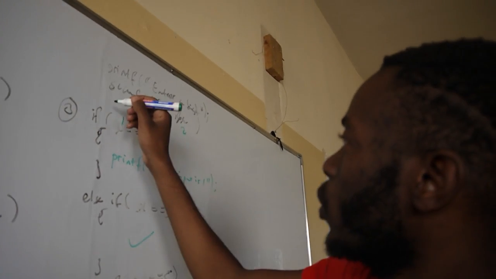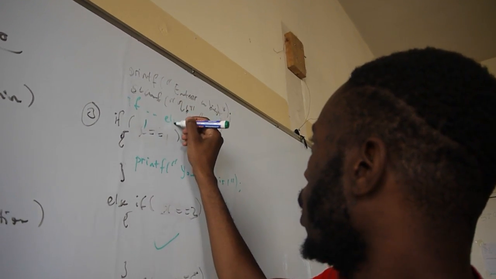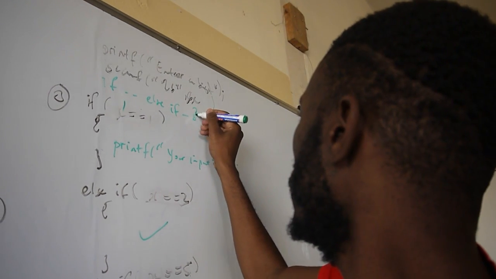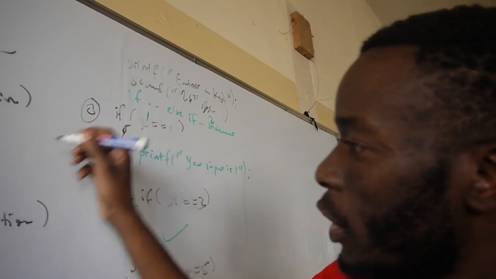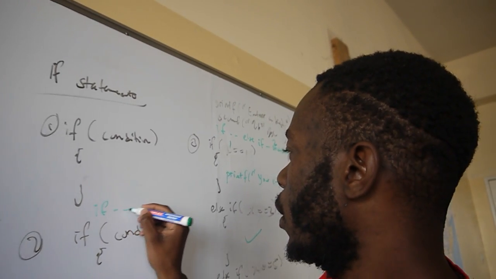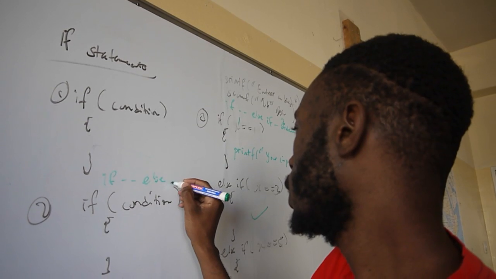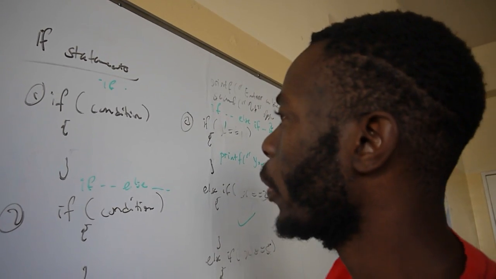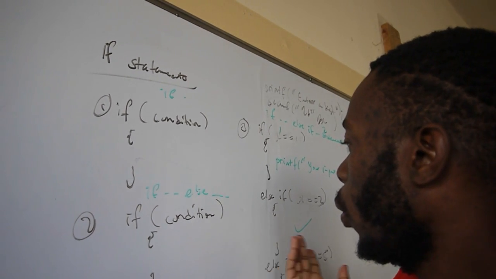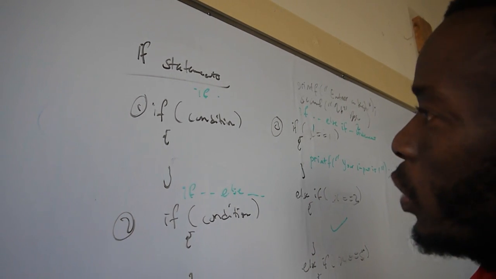So that's how an if else if statement works. This is the if else if statement, this one is the if else statement, and this one is just the if statement. So how do you know which one to apply? It depends on the program.